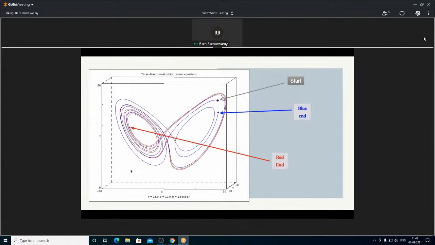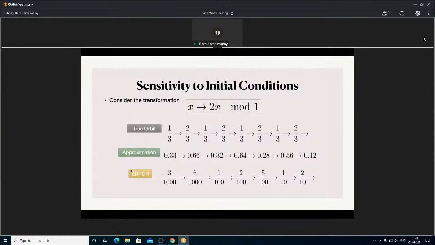And the result of that is that small changes initially can lead to very big changes later on. This sensitivity to initial condition happens in a simple equation. If I take a number x, multiply it by 2, and throw away any part which is bigger than 1, it's a way of just playing around with numbers.